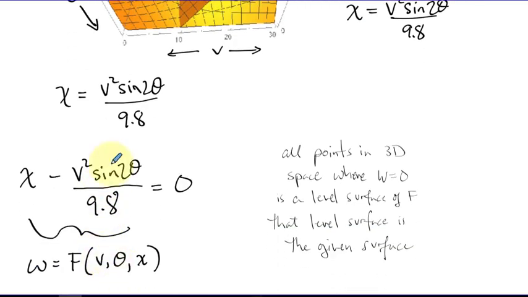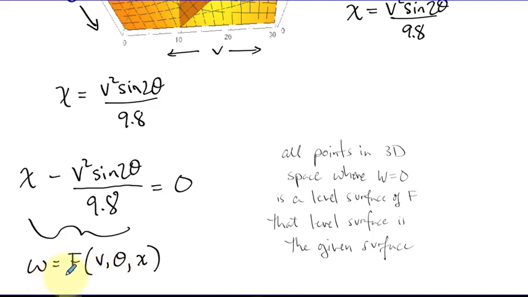So that's what I'll do. I'll say this is all capital F. It's a function of the velocity and the angle and also the x value that represented the range of the projectile. All of those are the inputs for this capital F function, and it produces a value that you could call W, which means I have 4 variables now, and I've constructed something in 4-dimensional space. But all the points where W is 0 form a level surface. It's the surface of points in 3-dimensional space where W is a constant 0.